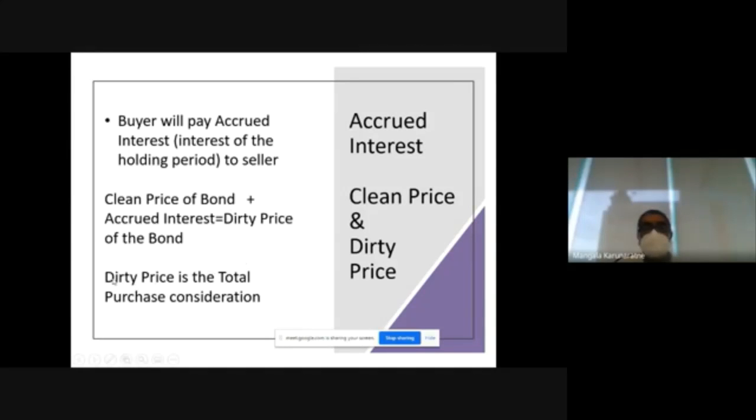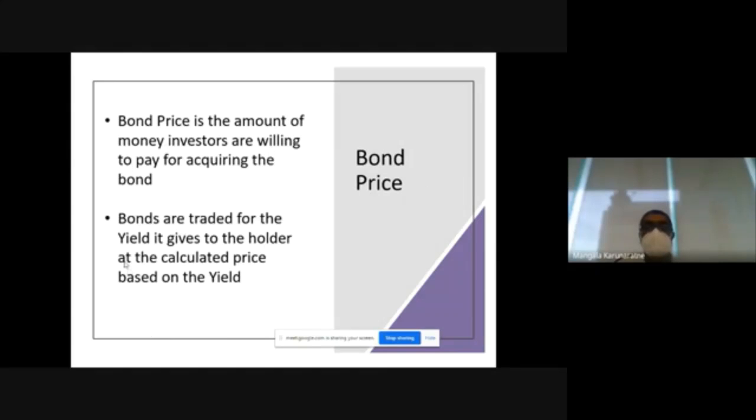So actually speaking, this dirty price is the total purchase consideration. In the sense, a person who wants to purchase this bond will have to pay this dirty price amount to acquire the bond. That is, he has to pay the bond price, the clean price, plus the accrued interest. So dirty price is the total purchase consideration, right? So a bond price is the amount of money investors are willing to pay for acquiring the bond.